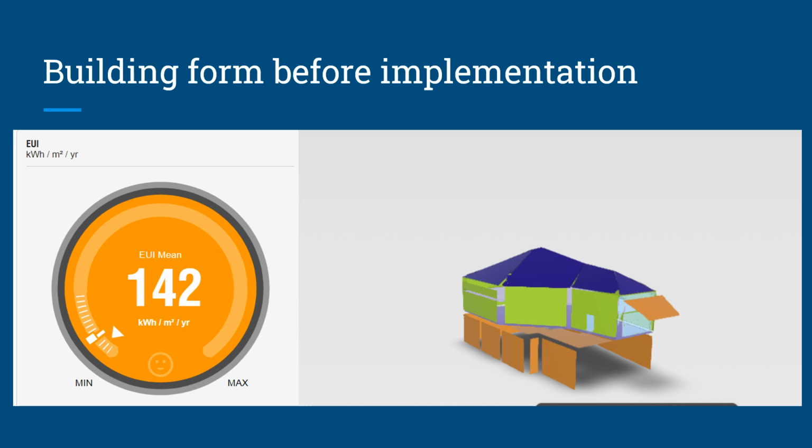The house that I'm doing is the rewrapped house, which is a previous assignment. I built it on Revit, and here we can see I put it on Insight 360, and you can see the building form and the EUI mean. The EUI is actually energy usage intensity. So we can see that the EUI mean is not very good. It's 142.